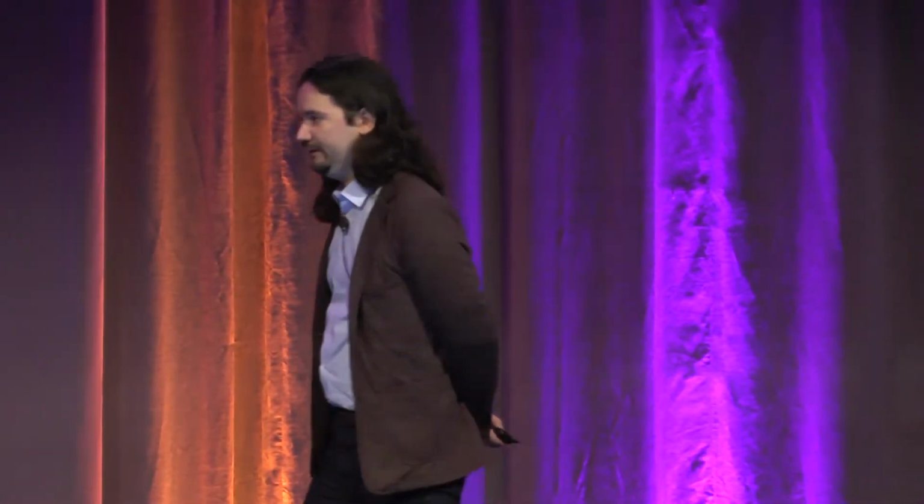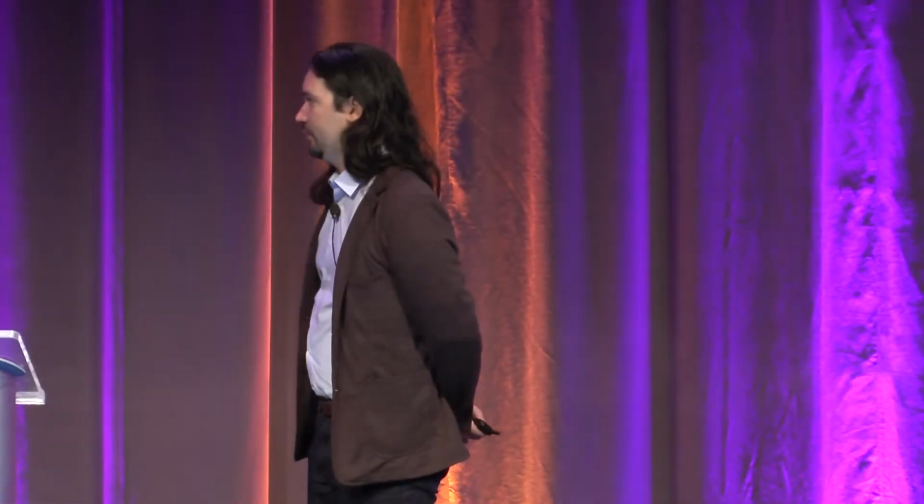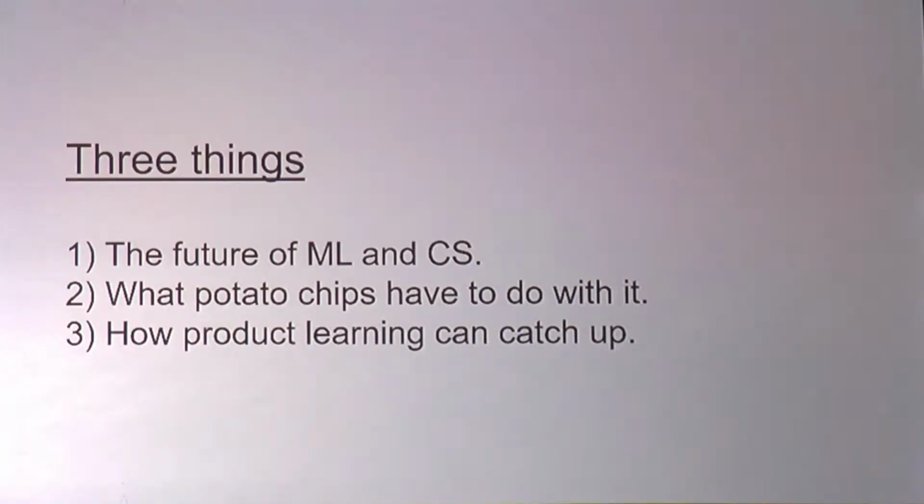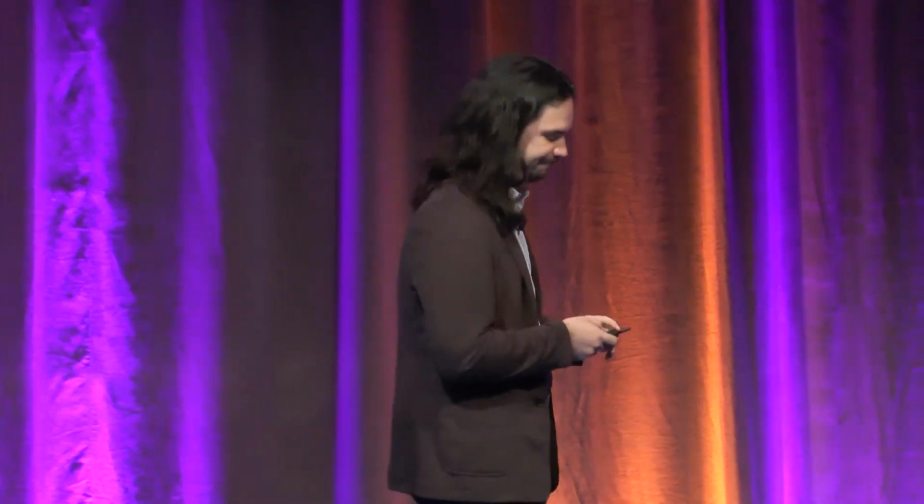We'll go into a lot more detail about how machine learning works. But I wanted to preview the three things we'll be talking about. Number one, the future of machine learning and computer science as I see it. Bear in mind that I am a user experience person with a psychology background. That'll come up. Number two, what bags of potato chips might have to do with that future. And number three, how product learning can catch up to the learning rate of our machines.